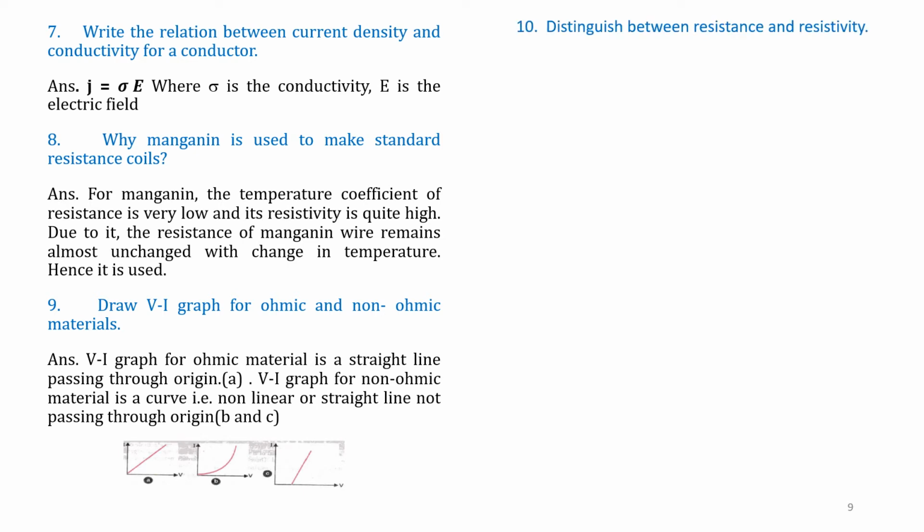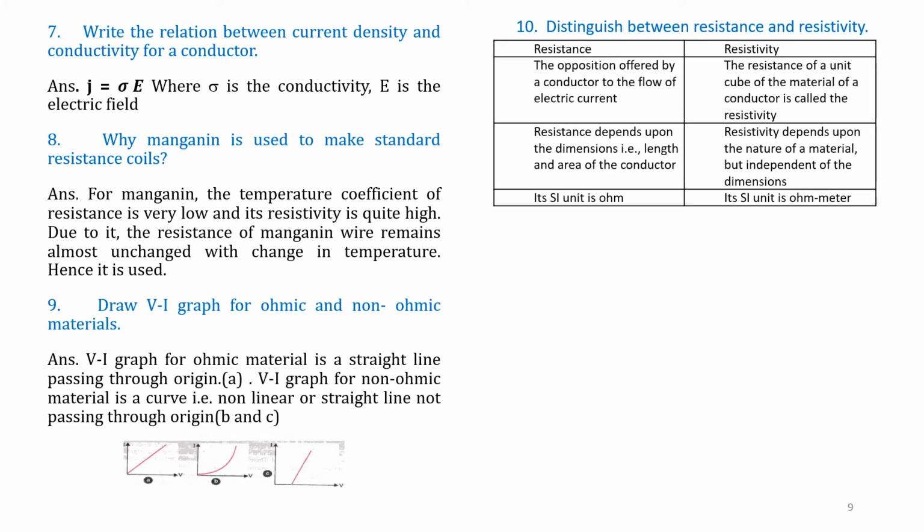Question number 10. Distinguish between resistance and resistivity. Please see the table. Resistance is the opposition offered by a conductor to the flow of electric current. Resistance depends on the dimensions, length and area of the conductor. The SI unit for resistance is ohm.